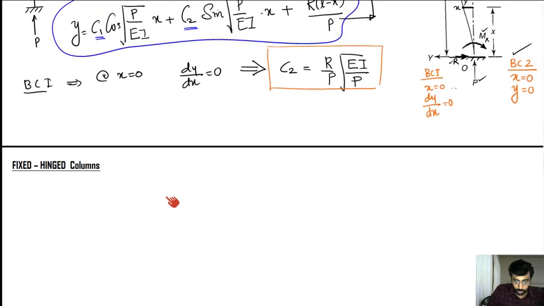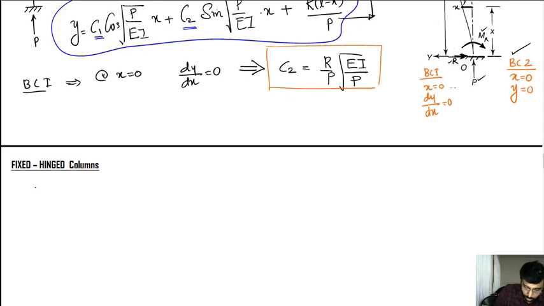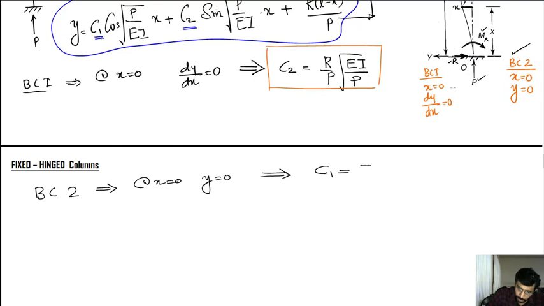To find the value of C1, we are going to substitute boundary condition 2, which means at x is equal to 0, y equal to 0, which is going to fetch you the value of C1 equal to minus R into L by P. So kindly substitute it and find out. It's very easy, because if you have any doubt, you kindly refer back to the previous three derivations, then you will understand the procedure.